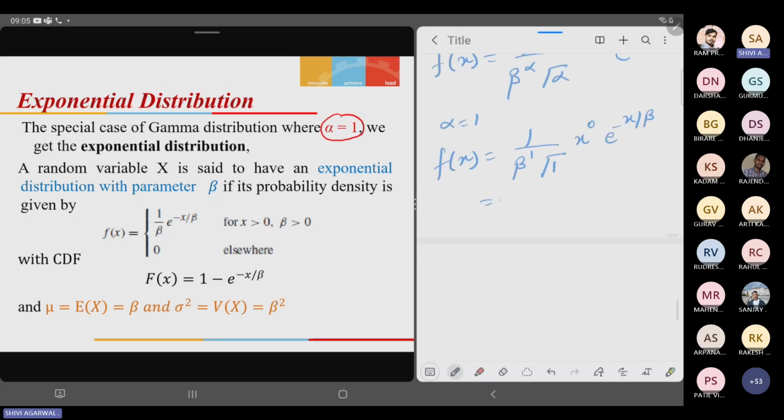Okay, we simplify it, so it becomes 1 upon beta. Gamma function of 1 is again 0 factorial, which is 1 only.